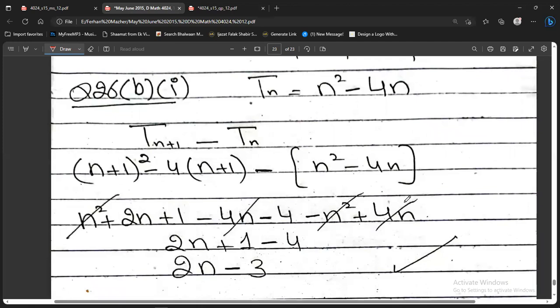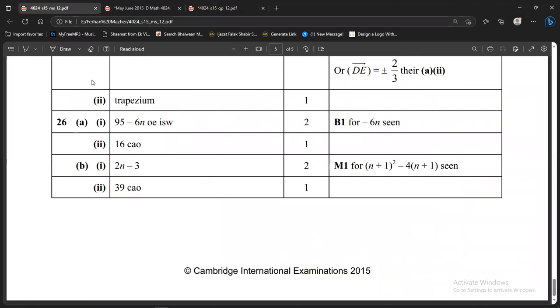−4n and +4n will cancel. n² − n² will cancel. So you are left with 2n + 1 − 4. So it will be 2n − 3. 2n − 3 is the right answer, sir.